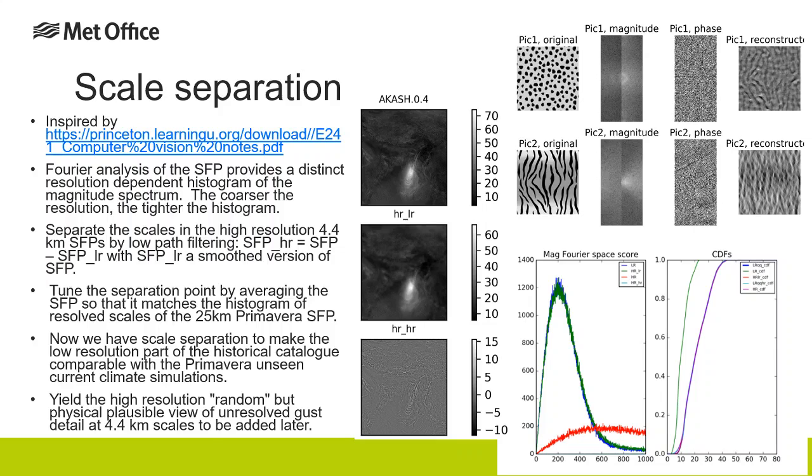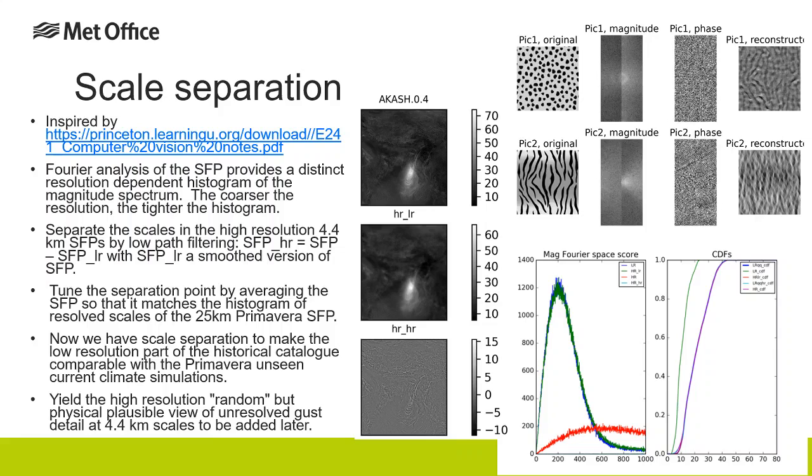We can separate the scales in the high resolution 4.4 kilometer storm footprints by low-pass filtering, and by subtracting the low-pass filtered part from the original to retrieve the high-resolution part. We can tune the separation point by averaging the storm footprint so that it matches the histogram of the resolved scales of the 25 kilometer Primavera step. So that means that we have a means to separate the scales in the high-resolution storm footprints at exactly the same equivalent resolution in the low-resolution unseen Primavera footprints.